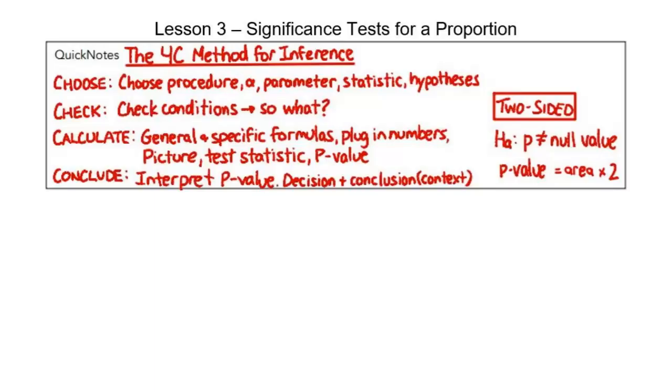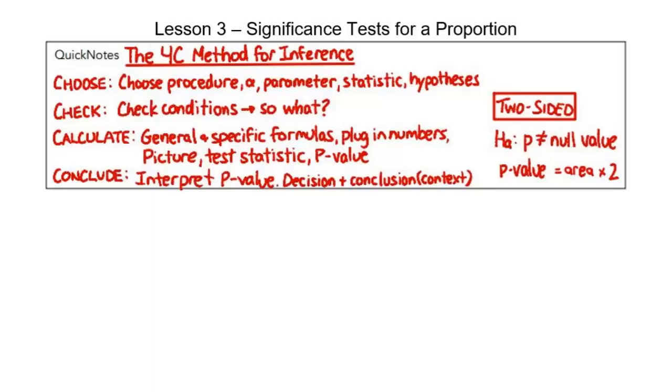So the 4C method for inference, there are a lot of things that we have to do in the choose. Just like with confidence intervals, we have to choose our procedure. Instead of a confidence level, we have an alpha. We still have to name our parameter, but now we also need the statistic and the hypotheses. So that's extra compared to the confidence intervals. So choose your procedure, set your level. In this case, it's alpha level instead of confidence level. Define your parameter, hypotheses, and statistic.